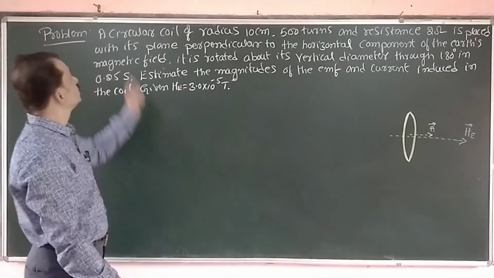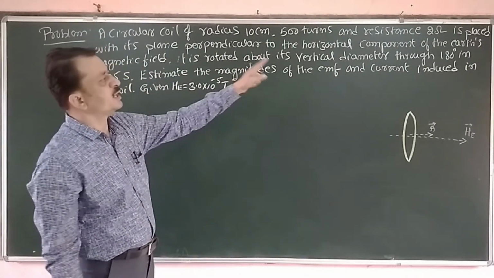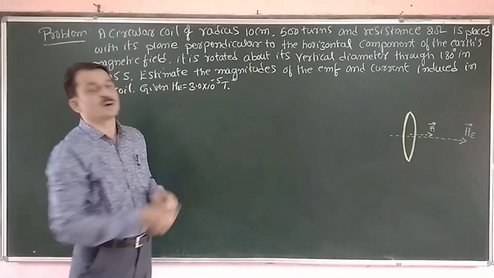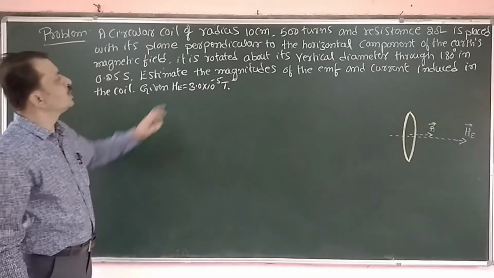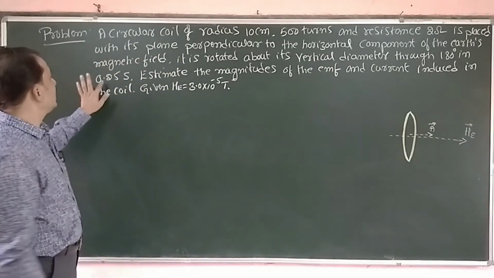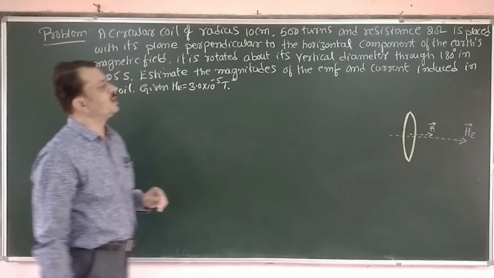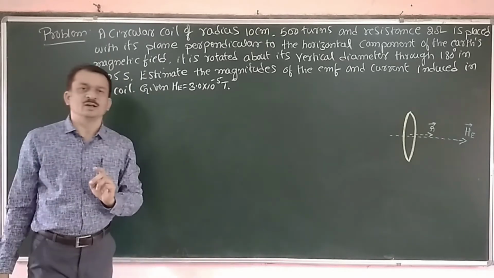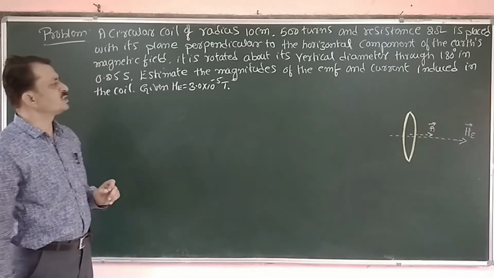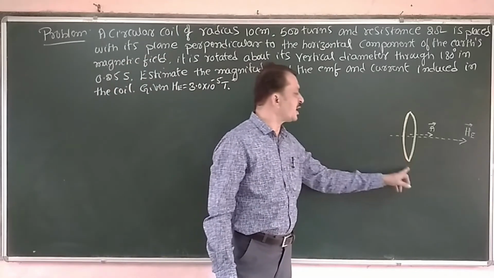Next problem. A circular coil of radius 10 centimeter, 500 turns and resistance 2 ohm is placed with its plane perpendicular to the horizontal component of the Earth's magnetic field. It is rotated about its vertical diameter through 180 degree in 0.25 seconds. Estimate the magnitude of the EMF and current induced in the coil. Given the horizontal component of the Earth's magnetic field, H is equal to 3.0 into 10 raised to minus 5 Tesla. Okay, simple problem.